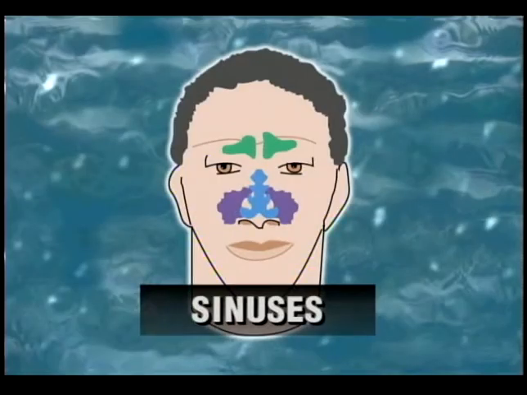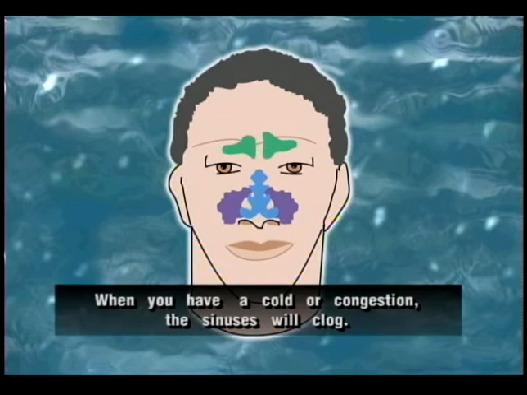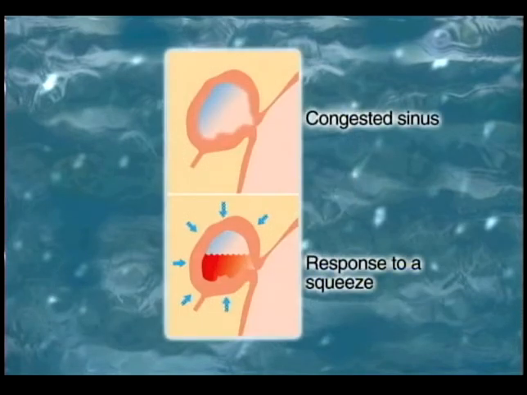Your head has 4 sets of sinuses. Each of your sinuses is connected to your nasal airway by an air passage. Under normal conditions, the passages are open. When you have a cold or congestion, the sinuses will clog. If air is trapped inside a clogged sinus and you attempt to dive, you will feel pressure on your sinuses.